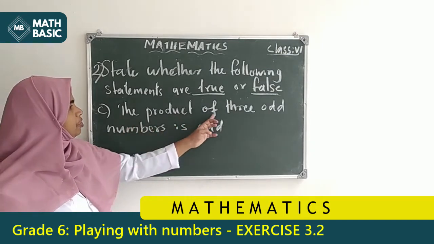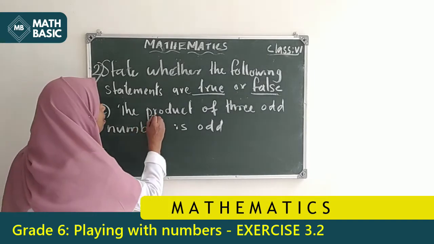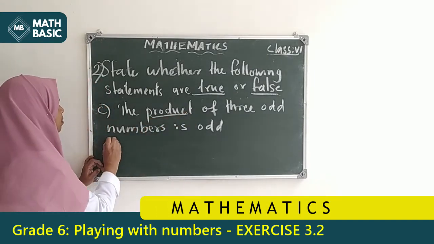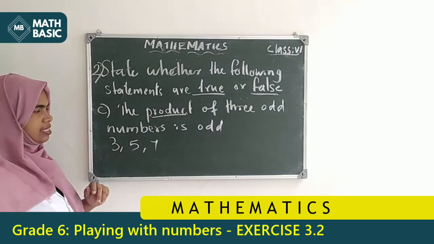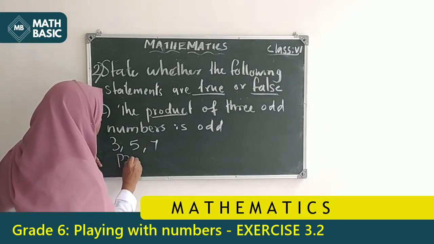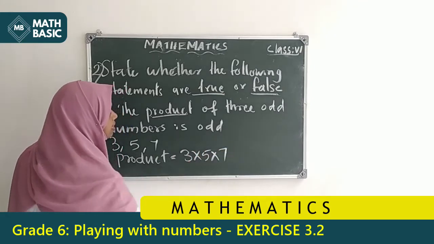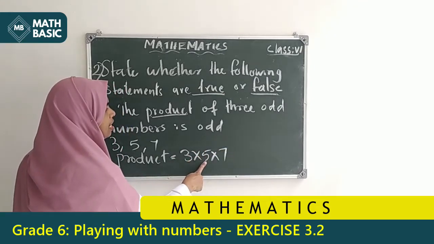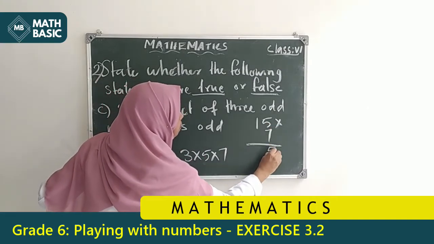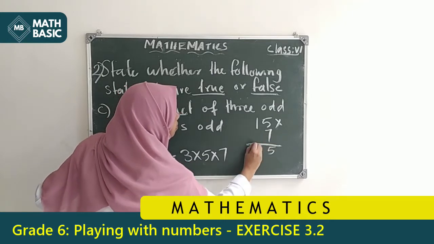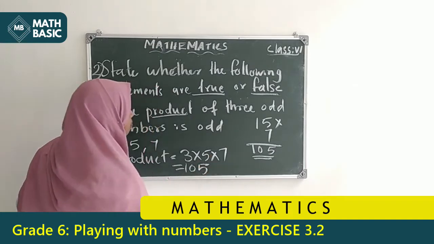C. The product of three odd numbers is odd. Take three odd numbers 3, 5 and 7. Their product equals 3 into 5 into 7. So, 3 5s are 15. 15 into 7, 7 5s are 35, 7 times 10 is 70, plus 35, 105. So, the product is 105.